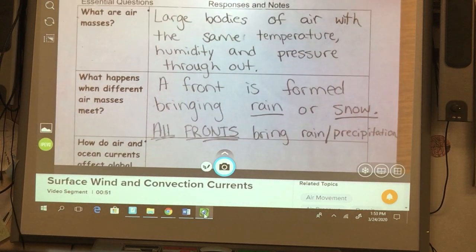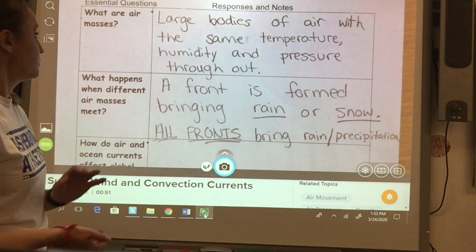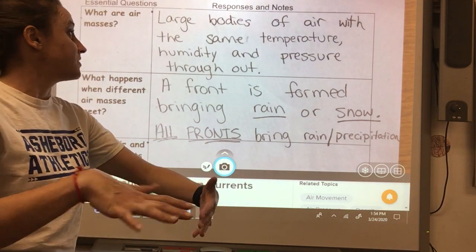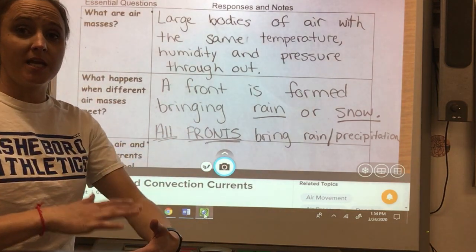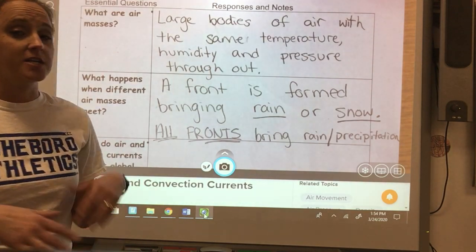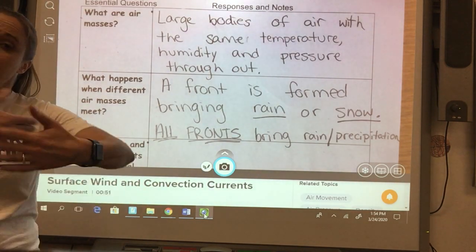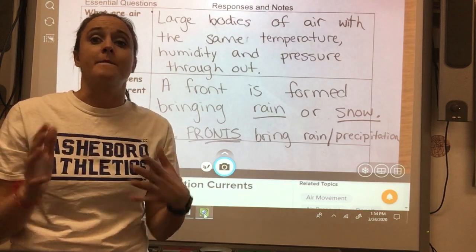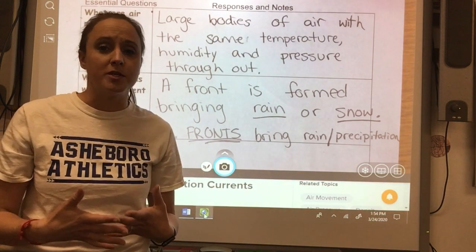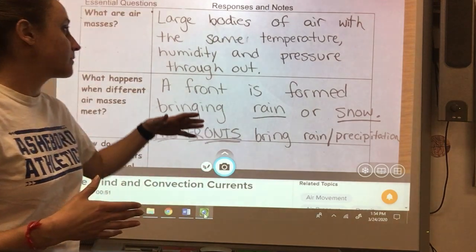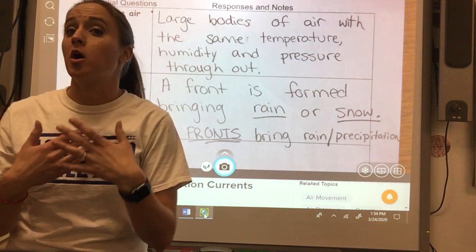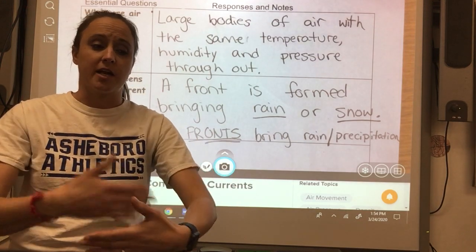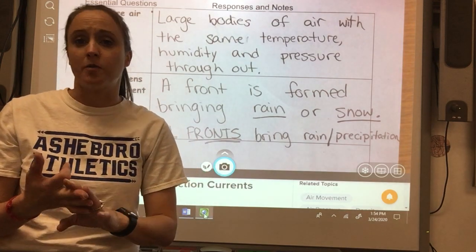We're going to do the first question: what are air masses? If you remember, air masses are large bodies of air with the same temperature, humidity, and pressure throughout. What that means is that this body of air here might be warm and at 80% humidity, with a lot of moisture in it, and it's going to bring a low pressure system. Any type of air mass is going to have the same temperature, humidity, and pressure throughout.